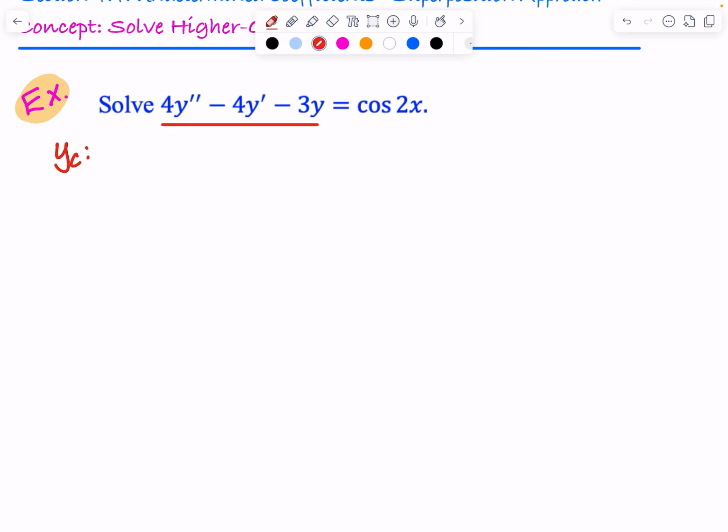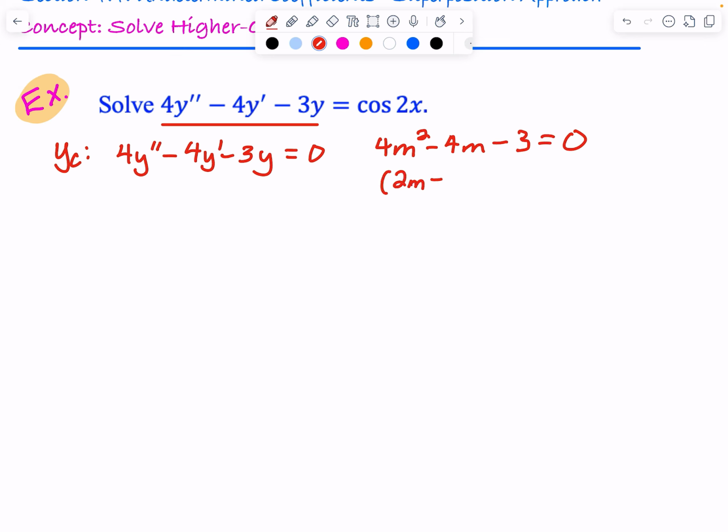So the complementary homogeneous equation would be 4y double prime minus 4y prime minus 3y, and it's going to be set equal to 0. So if I were to solve 4m squared minus 4m minus 3, okay, this thing does factor. It's 2m minus 3 times 2m plus 1.